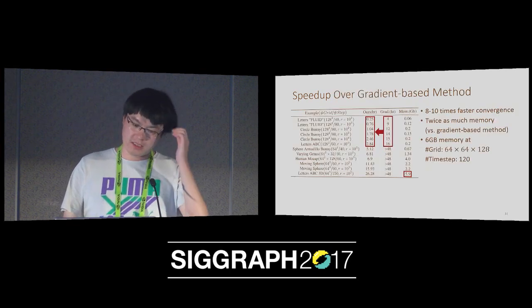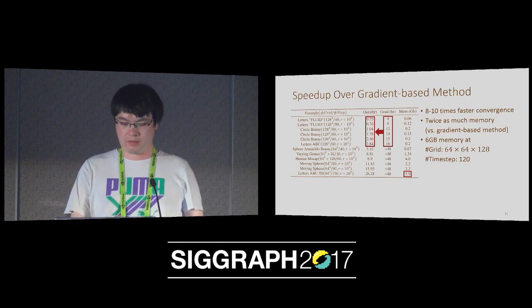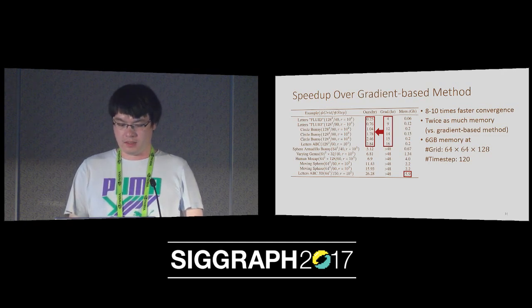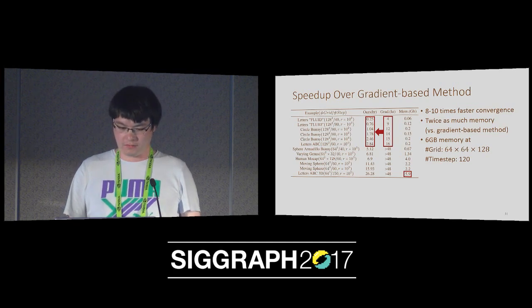Then we compare the performance in solving the whole problem, not just one subproblem. For 2D examples, our method achieves 8 to 10 times faster convergence as compared with the LBFGS method, which is a typical gradient-based implementation. But for 3D cases, we cut the gradient computation after 2 days if it does not converge, so we cannot get an effective comparison.